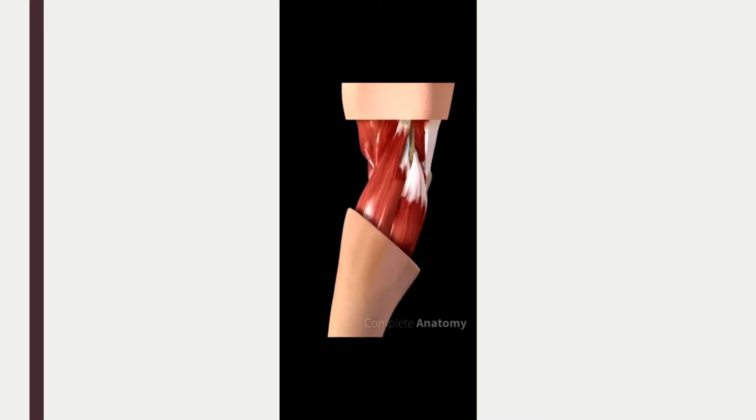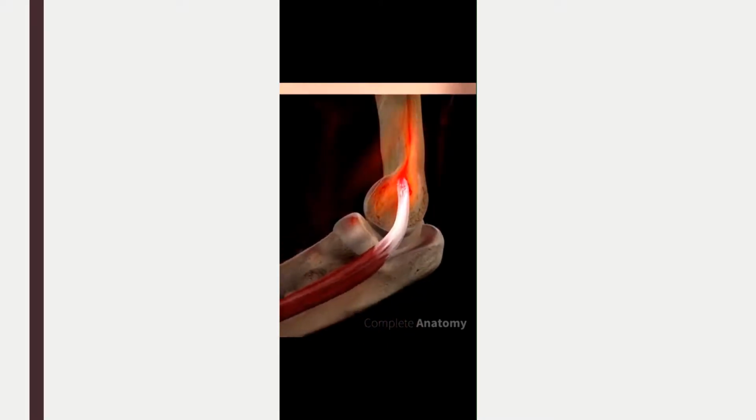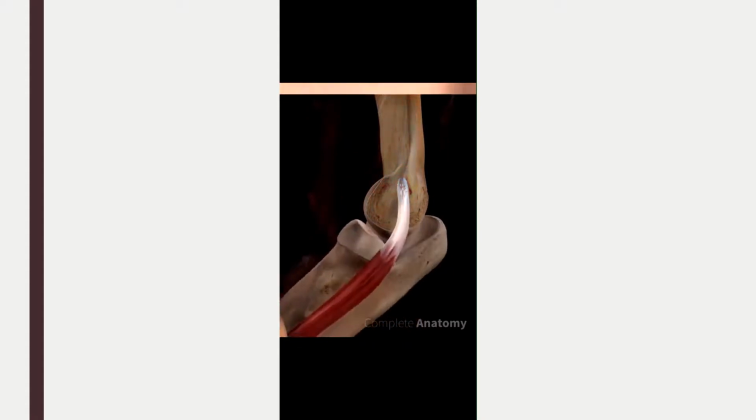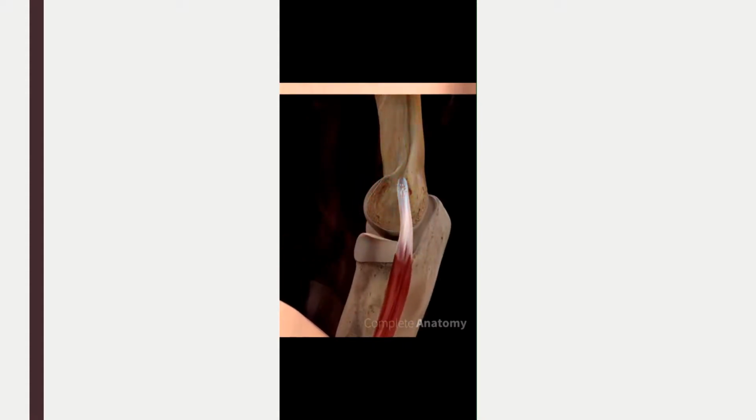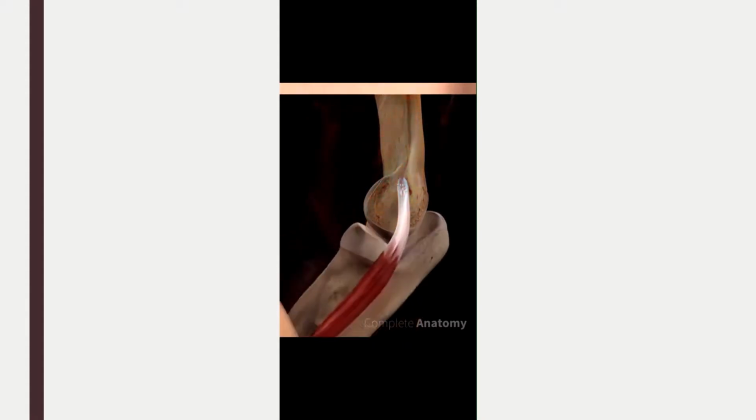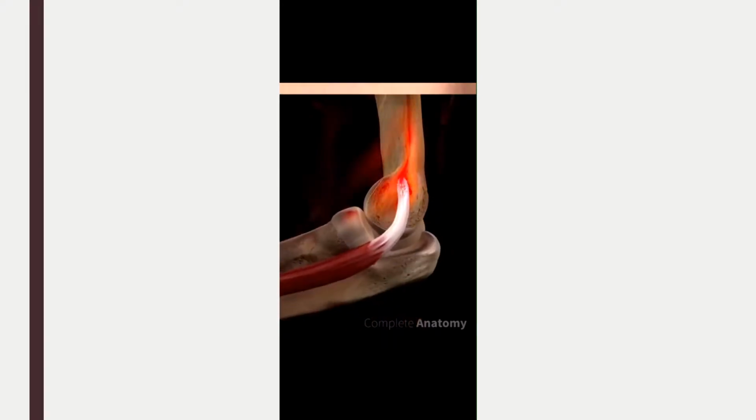Overuse of the extensor carpi radialis brevis can cause microscopic tears in the tendon where it is attached to the lateral epicondyle, causing inflammation and pain on the elbow and weak grip strength.